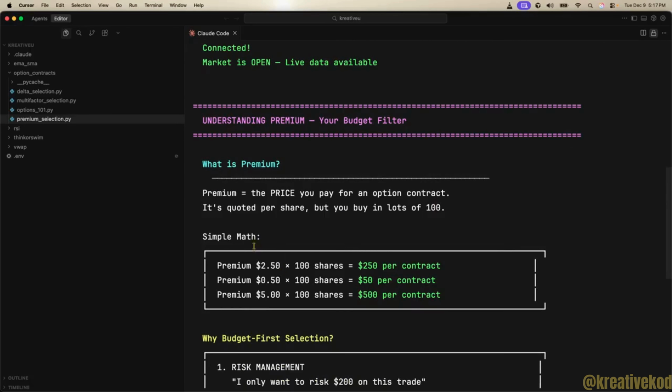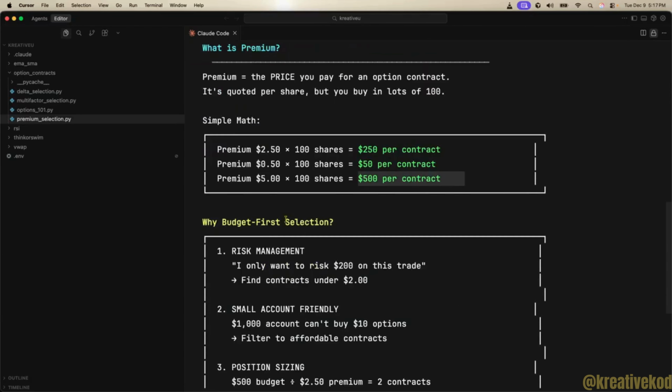So simple math: if the premium is 2.50, we multiply that by 100, and we're paying $250 per option contract. If the premium is 0.50, we multiply that by 100, and we're paying $50 per option contract. Now, if the premium is $5, we multiply that by 100, and we're paying $500 per option contract.